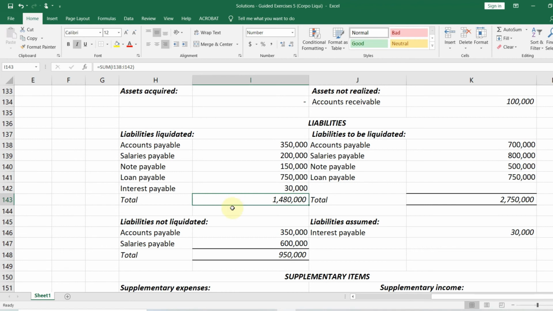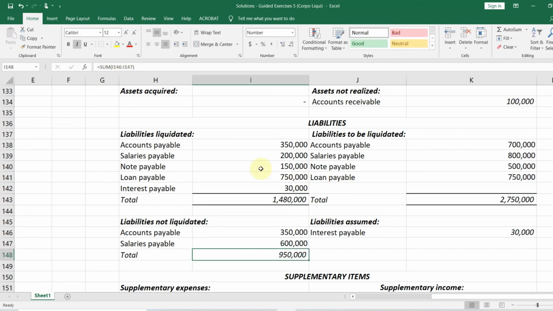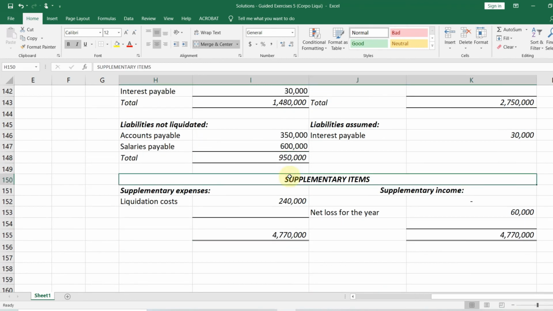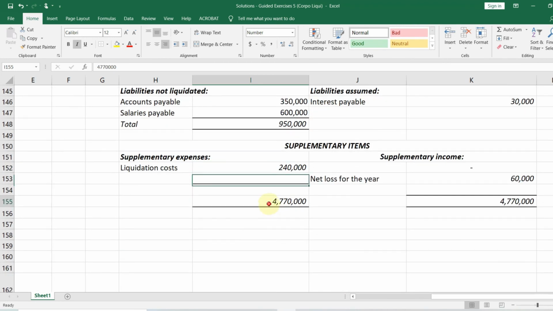Okay? Then, we have liabilities not liquidated, dalawa lang. So, you have kalahati ng accounts payable, okay? Kasi kalahati lang yung bayaran mo. And then, the 3/4, yung natirang salaries payable, okay? 3/4, hindi pa nababayaran. You have a total of liabilities not liquidated, 950,000. Okay? Let's now go to the supplementary items. So, sa debit side, supplementary expense, you have liquidation cost. So, 240,000. Okay? Total, ito kompletong side na to, 47,750.